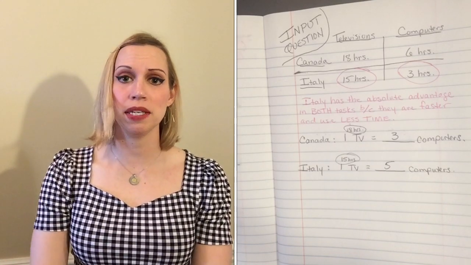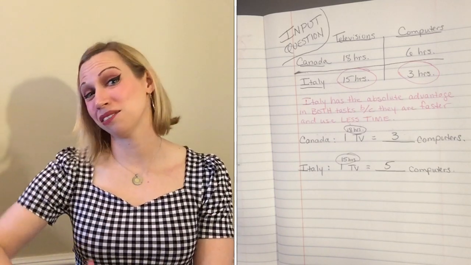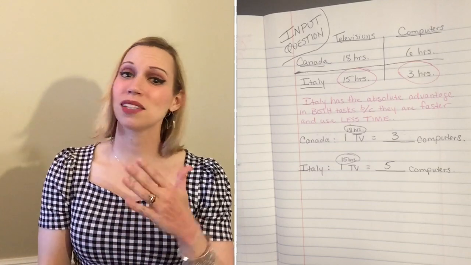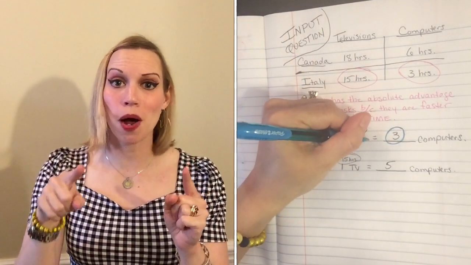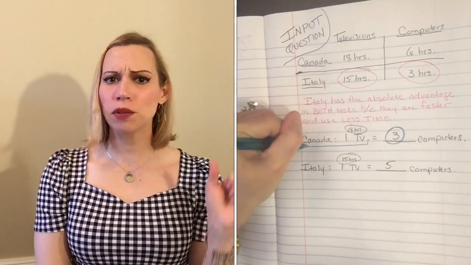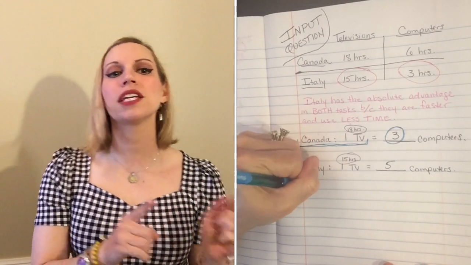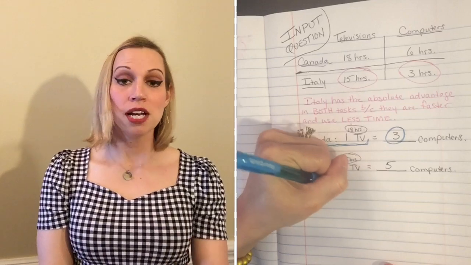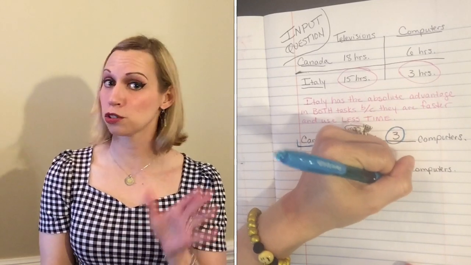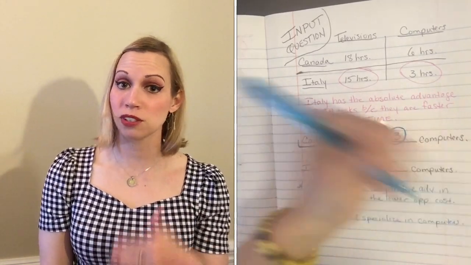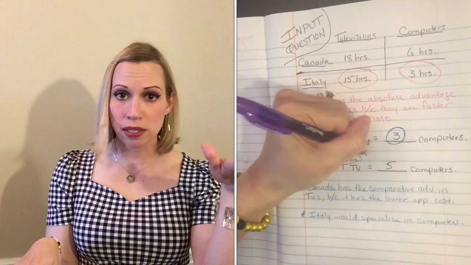Who do you think you would rather have making a TV? The country that would have to sacrifice 3 computers, or the country that would have to sacrifice 5 whole computers ready to go? It's always better to sacrifice or give up the least amount. So here we see that Canada has the lower opportunity cost when they make TVs. We would rather have Canada specialize and make TVs because when they specialize in televisions, they are giving up the least amount of computers. So if Canada's going to specialize in televisions, then that means that Italy is going to specialize in computers. Because remember, even though you can have the absolute advantage in both things, you can never have the comparative advantage in both things. Comparative advantage tells us who should do which job, so it's always going to be split.